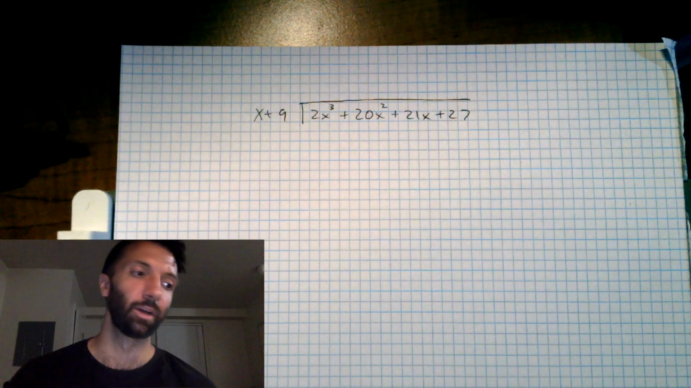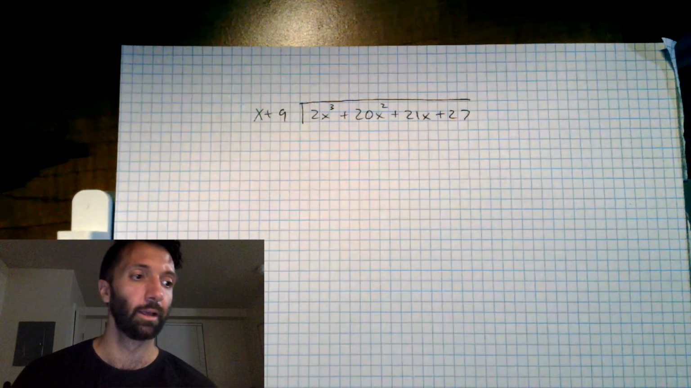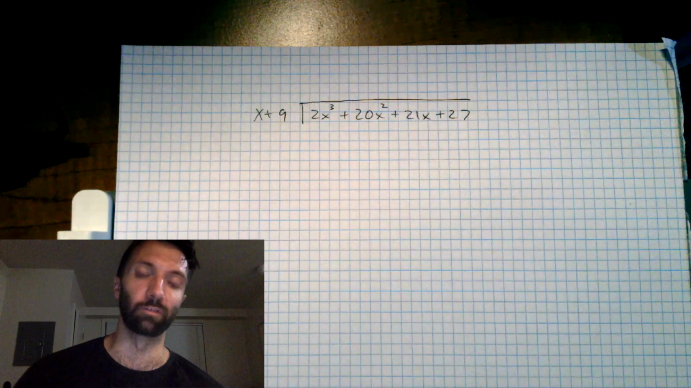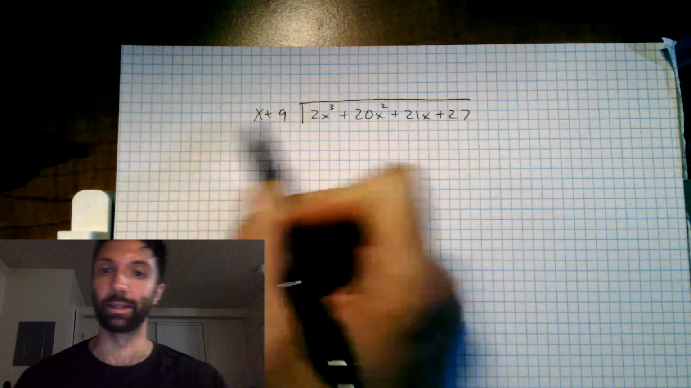Hey everyone, so I'm going to do a few examples here. The first two won't have any remainder, and then the third one will have a remainder. But for all three of these examples, we're going to be working with a linear divisor.